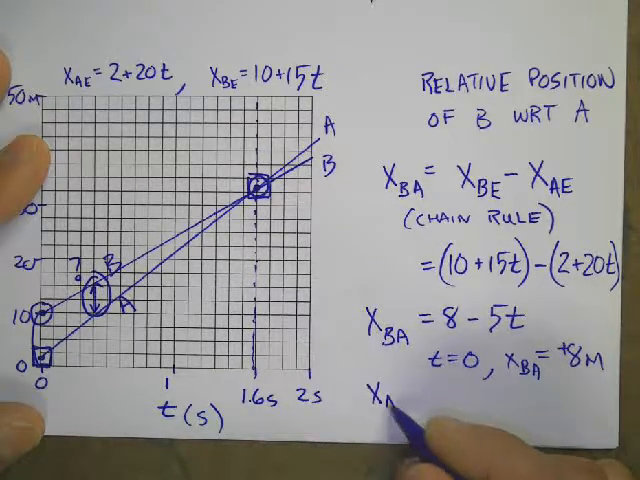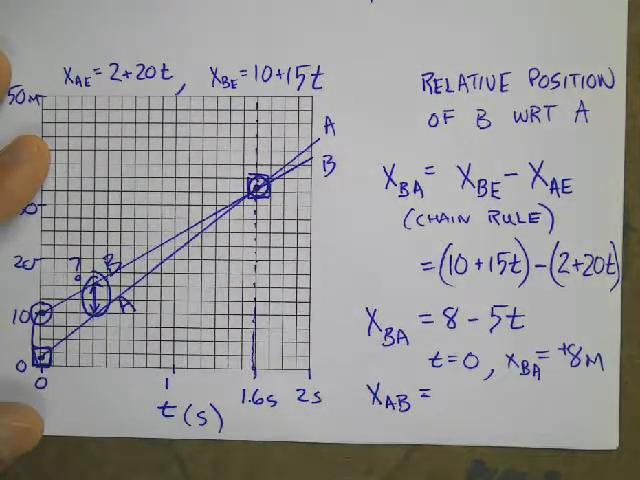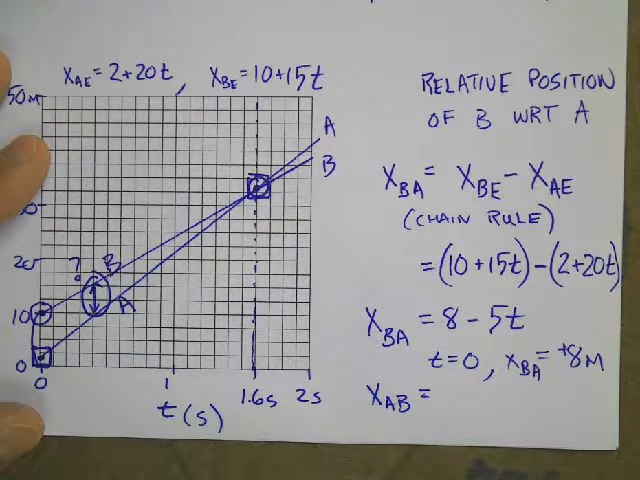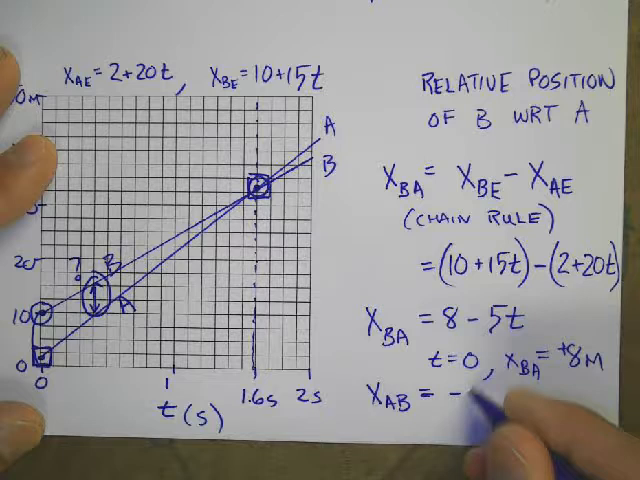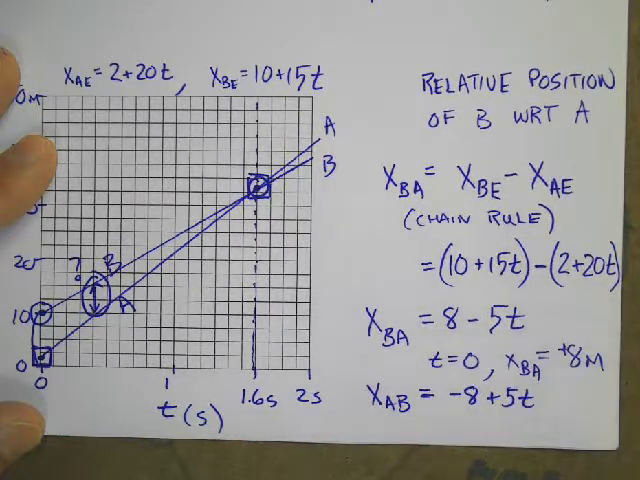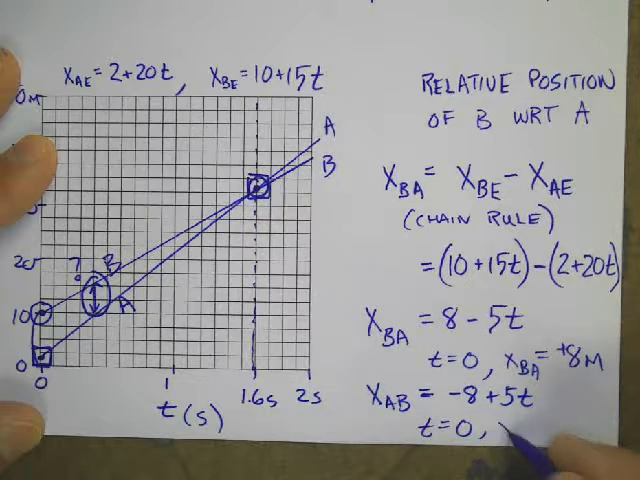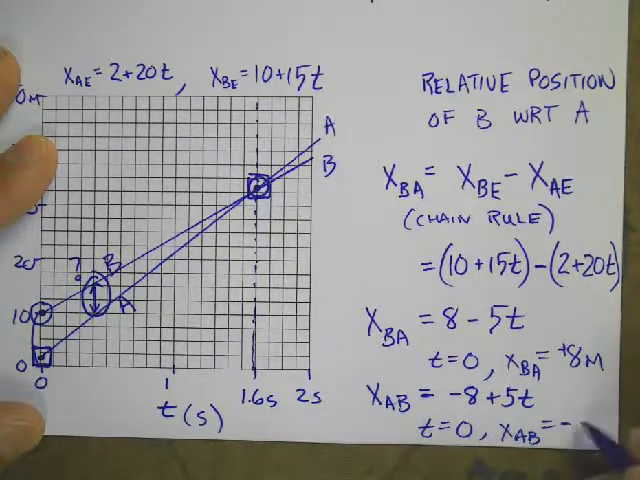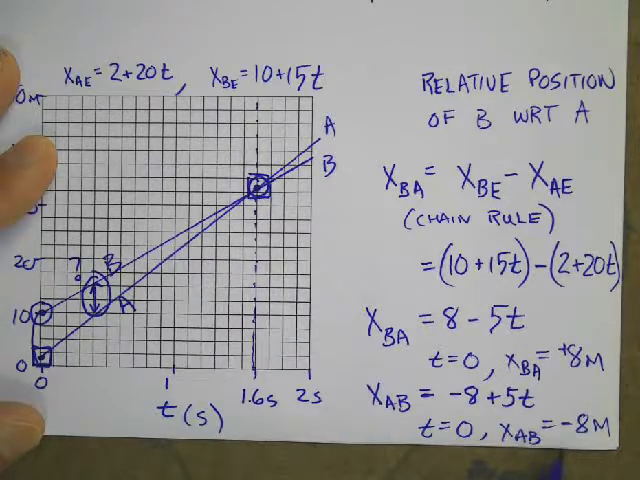If you were to do the position of A with respect to B, what you would get would be the negative of this. So it would be negative 8 plus 5t. At a time equal to 0, the position of A with respect to B is negative 8 meters. That makes sense because at the beginning, A is behind or to the left of B by 8 meters. So that's where the negative comes from, because it's to the left. As time goes on, this negative 8 comes closer to 0 and eventually becomes positive, because A will then be ahead of B after 1.6 seconds.